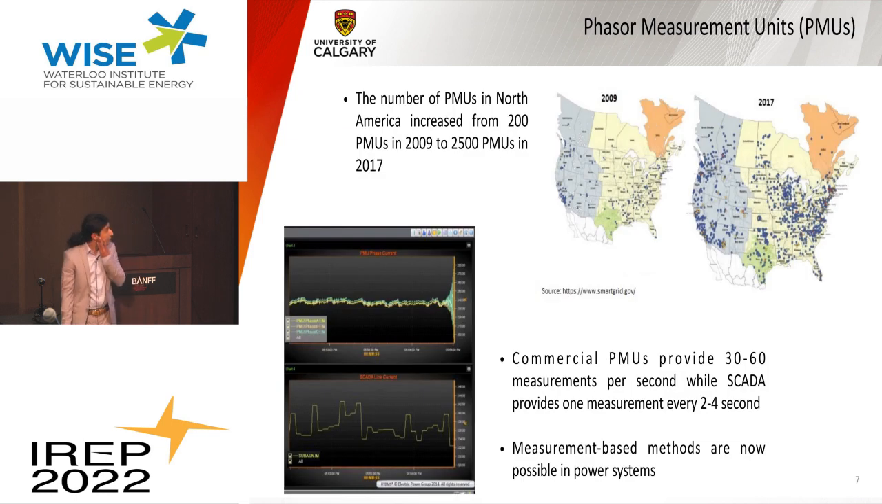As an example, in 2009, we just had around 200 PMUs here in North America, but this number increased to around 2,500 in 2017, more than 12 times. And now we have a lot of data, a lot of measurements from the system that can help us to work on the measurement-based method. As another example, with the PMUs, we can have around 30 to 60 samples per second, but SCADA data just gives us one sample every 2 or 4 seconds. Here you can see the difference between the measurement from the PMU and SCADA.